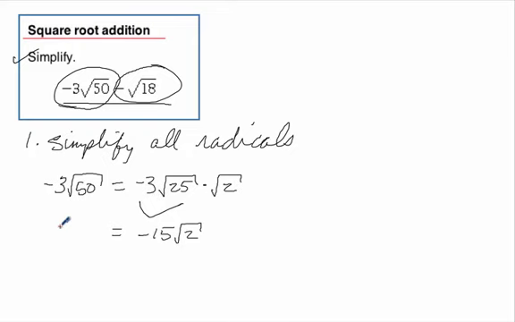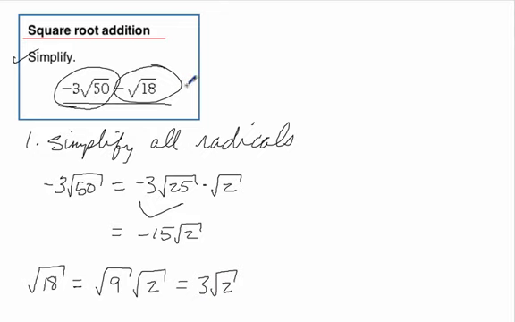Okay, now we've got the radical 18. Is there a perfect square that goes into 18? Yes, there is. It's 9. So we can say that's the square root of 9 times the square root of 2. Square root of 9 simplifies. That's 3 radical 2. So now this problem becomes negative 15 radical 2 minus 3 radical 2. Now notice we have kind of like terms.